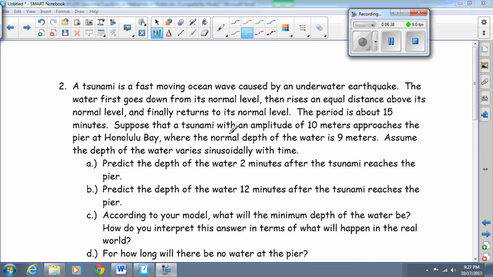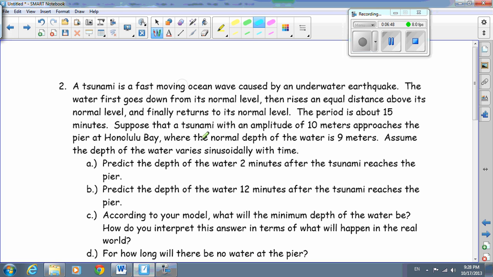Let's now work on the second problem. It's over the tsunami. Once again, I'm going to let you read it by yourself, and all I would do is highlight the most important stuff. The period is about 15 minutes. Suppose that a tsunami with an amplitude of 10 meters approached the river where the normal depth of the water is 9 meters. Assume the depth of the water varies sinusoidally with the time. Predict the depth of the water 2 minutes after the tsunami reached the pier.